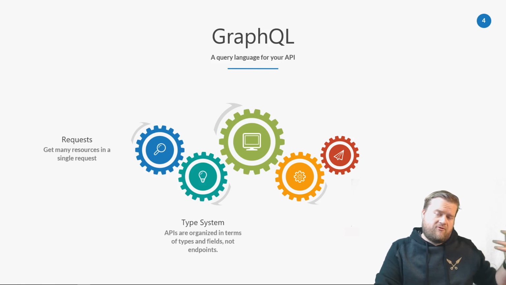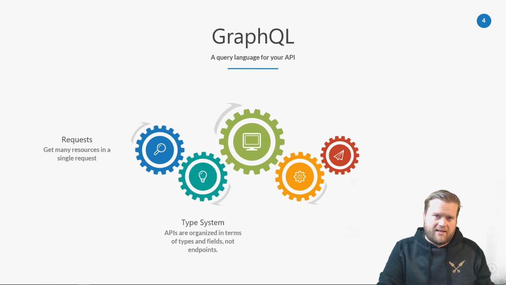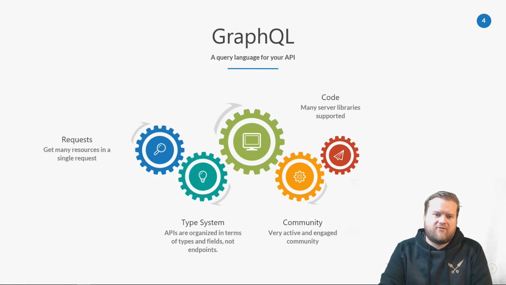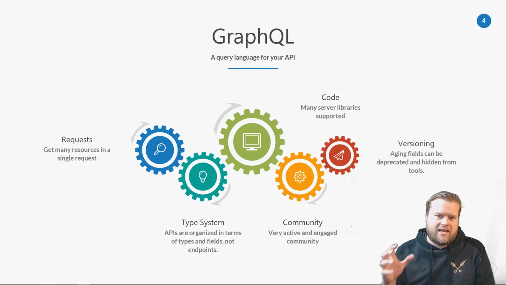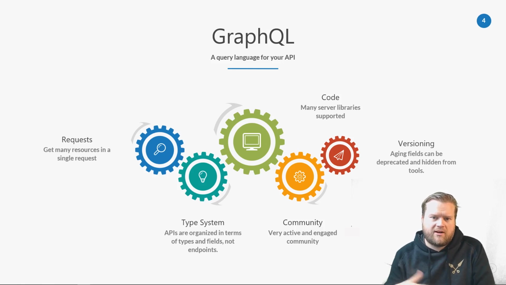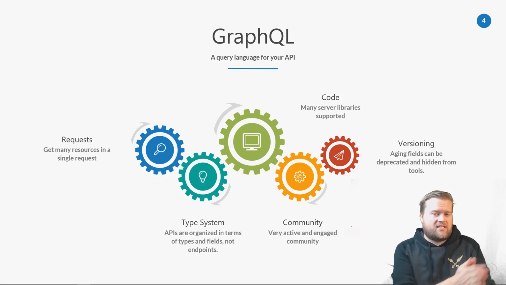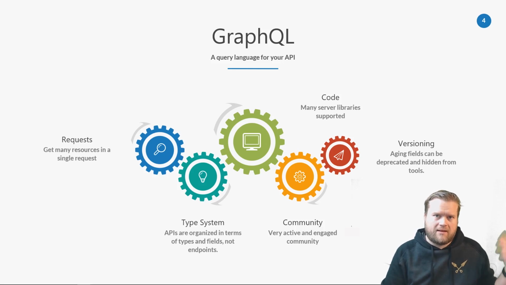So if you aren't familiar with GraphQL, here are some things that it does. APIs are organized in terms of types and fields, not endpoints. Many server libraries are supported, almost all of them. It has a very active, engaged community backed by Facebook, and it has versioning: aging fields can be deprecated and hidden from tools. So it has a lot of really cool features that kind of compete against the normal REST endpoints and the RESTful APIs that are out there.